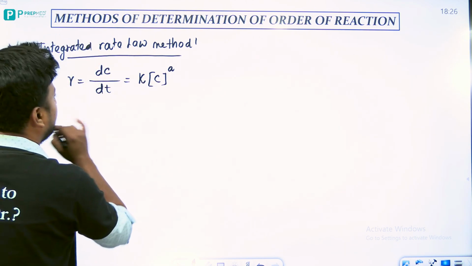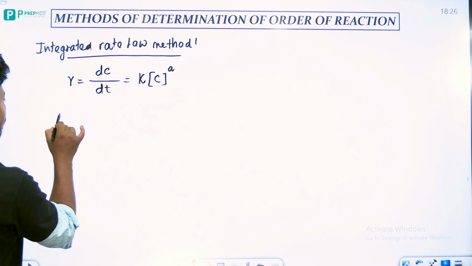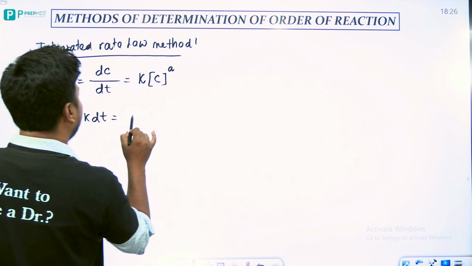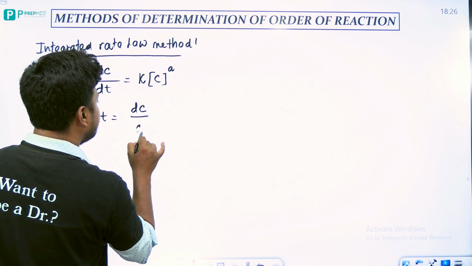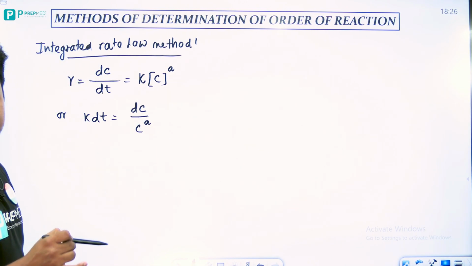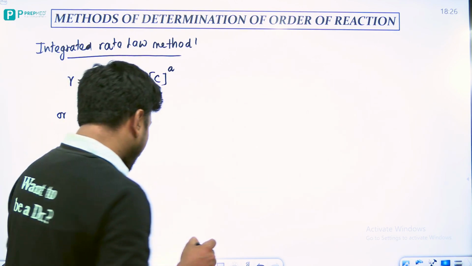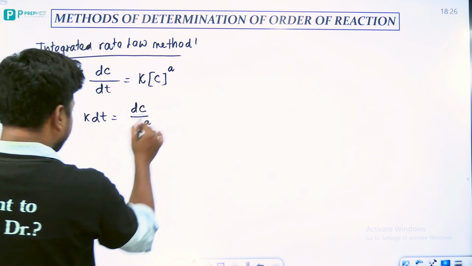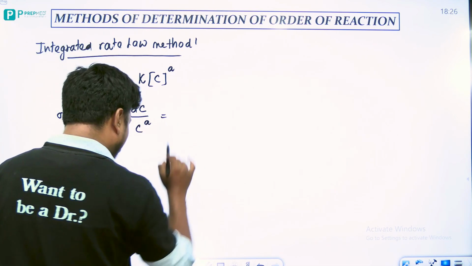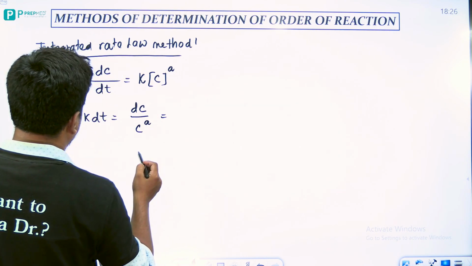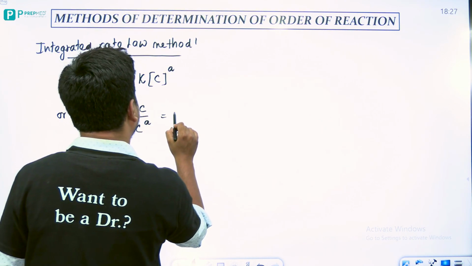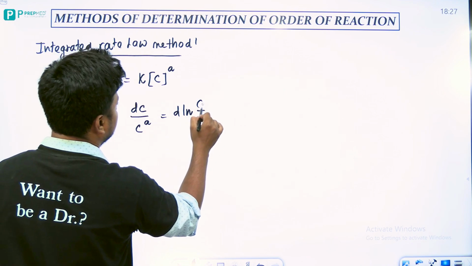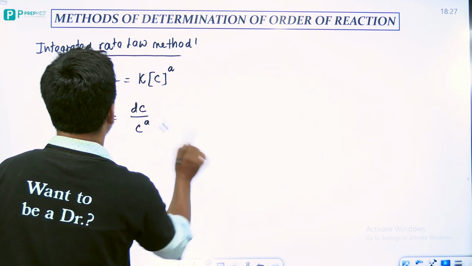Now here we can write k into dt is equal to dC by C to the power a. From here we can write dC by C as d of ln C by, let's say, C0. Okay, we won't do it this way, leave this.